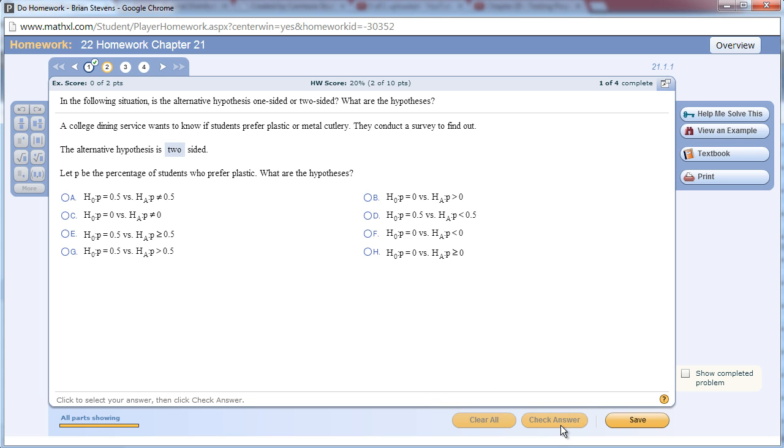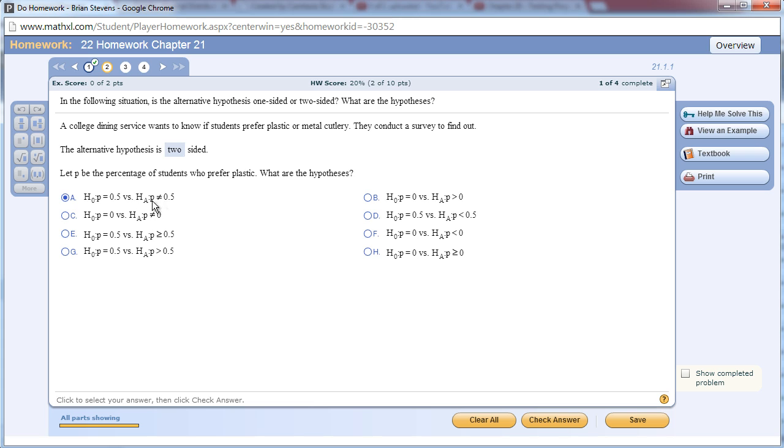Going down further, let's think about this. If we talk about the true proportion of students who like plastic, well, the null states that they like them the same. We don't have evidence to suggest that they like one more than the other yet. So we would assume that they like them the same, and we'd want to see evidence that they like them differently. Liking them the same would say the true proportion is equal to 50%, and liking them differently would state that the true proportion is not equal to 50%.